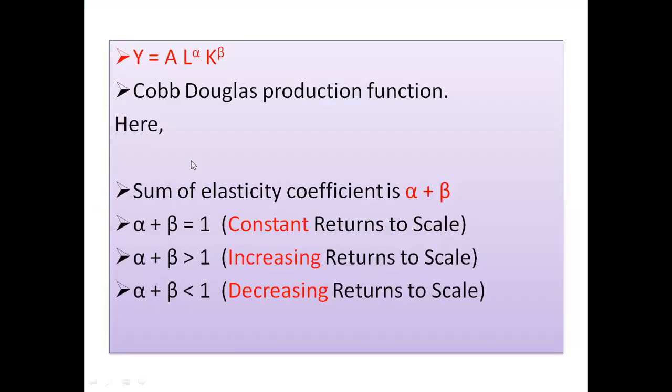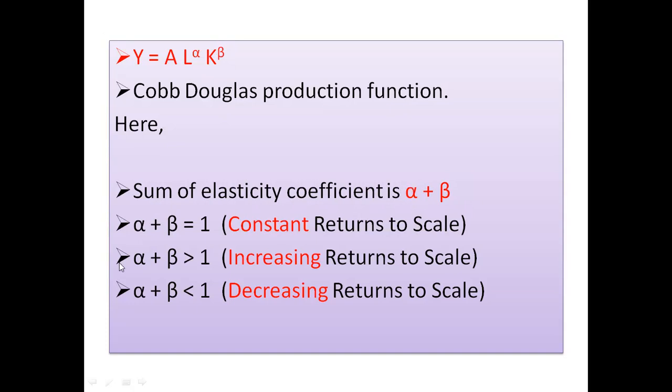Another thing is, if you are given in your exam a Cobb-Douglas production function, that is in the form Y equals A L to the power alpha K to the power beta. This is the basic form of the Cobb-Douglas production function. How can you derive the returns to scale here? Let me tell you. To find out the returns to scale, you have to add alpha plus beta, that is the elasticity coefficients of the concerned factors. Alpha is the elasticity coefficient of labor and beta is the elasticity coefficient of capital. If you add both of them, it gives the returns to scale.